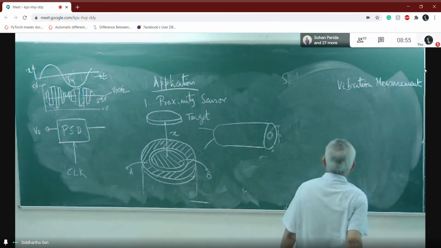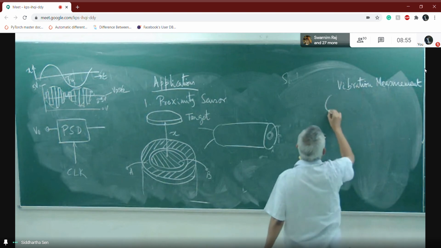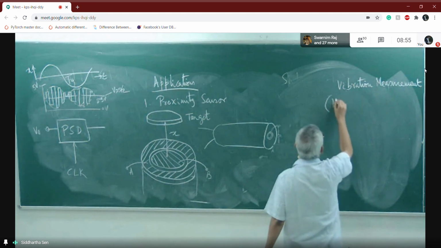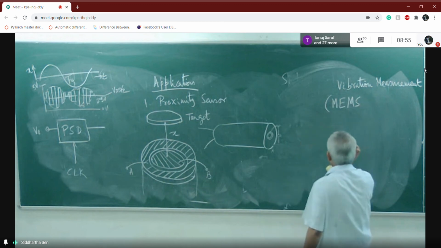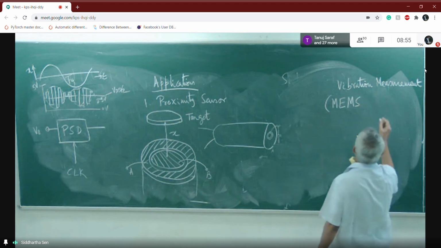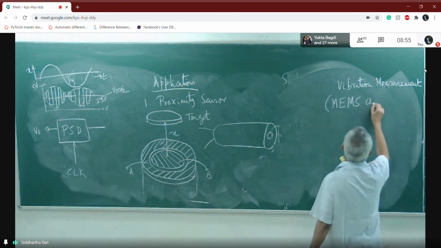Vibration measurement. Actually, the scheme is very small size. I have told you about MEMS, micro electromechanical systems. Sometimes it is called a MEMS capacitive accelerometer.